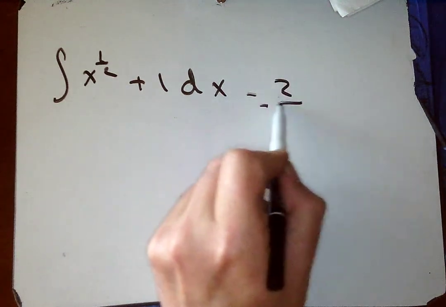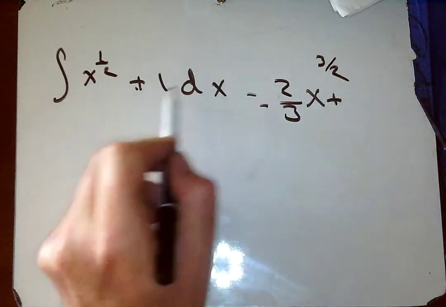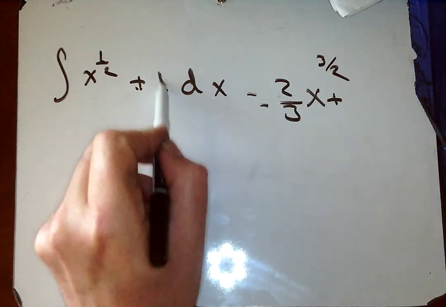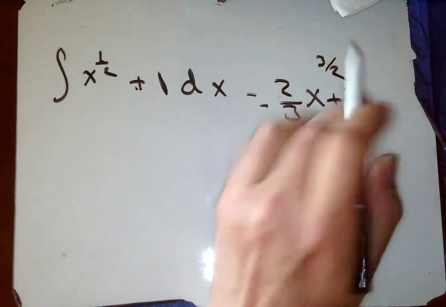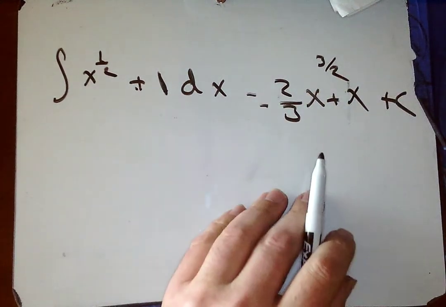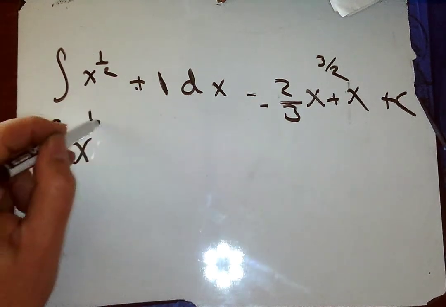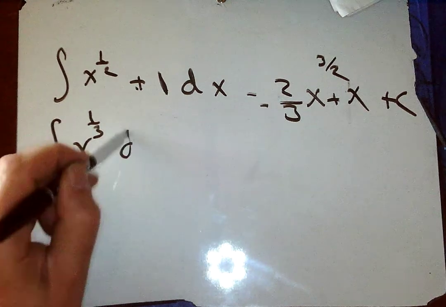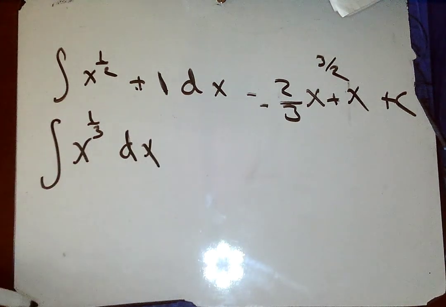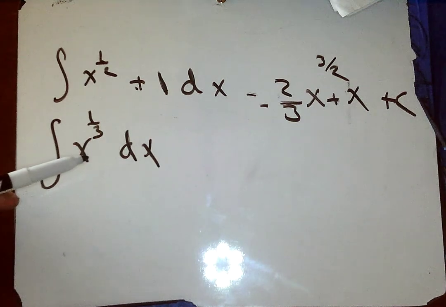I end up with 2/3 x to the 3/2 plus, what's the antiderivative of a constant? A constant times x. So 1 times x. Don't forget the plus c. And I bet you're thinking, you can stop saying the plus c. I got it. Yeah, no. No, you don't. You only think you do. Oh, trust me.